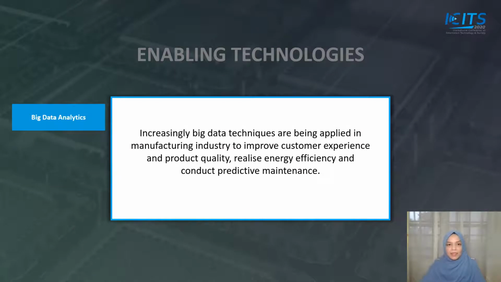Big data analytics. Increasingly, big data techniques are being applied in manufacturing industry to improve a customer experience and product quality, realize energy efficiency, and conduct predictive maintenance. It is now possible to collect masses of data from several different sources to direct decisions that anticipate product or equipment failure.